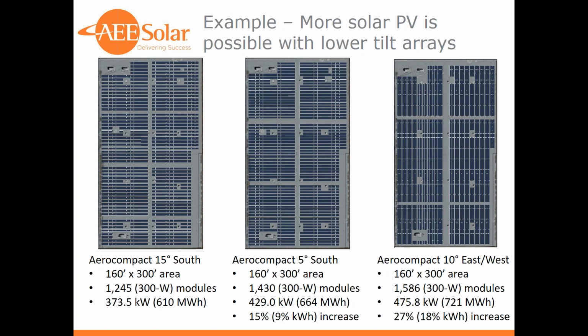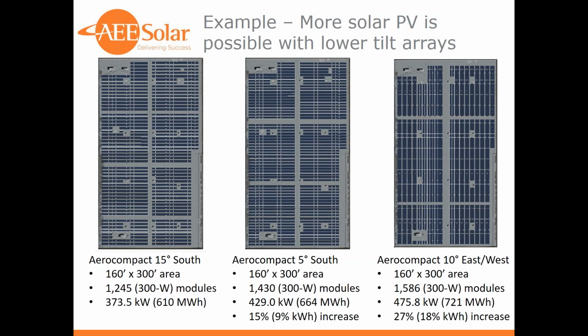And for the 5-degree south racking, we got almost 200 more modules there, and then a further 150 modules approximately with the 10-degree east-west. So yes, each individual module is producing slightly less, and you can do that study in Helioscope or PV Watts or Folsom Labs or any other study there. But we're maximizing the module density.